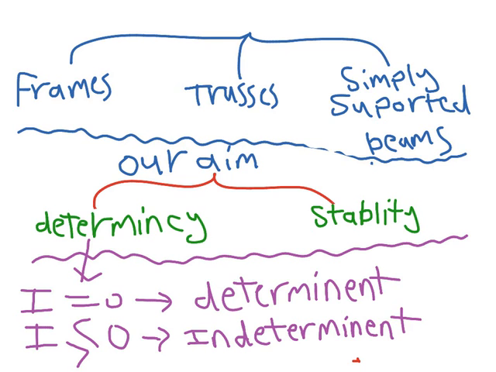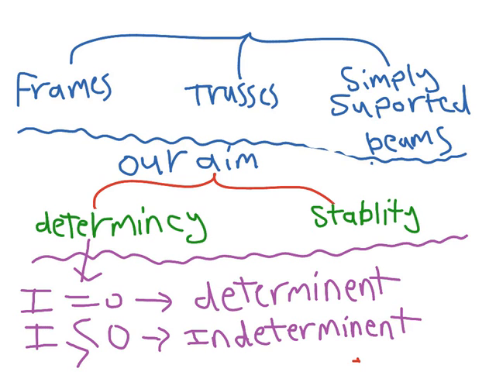Hello, good evening. Today we're going to talk about stability and determinacy of a structure. Before we get into details, we have three types of systems: frames, trusses, and simply supported beams. What's our aim? Our aim is to determine whether the system is stable or determinate.